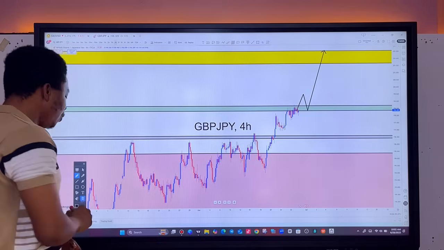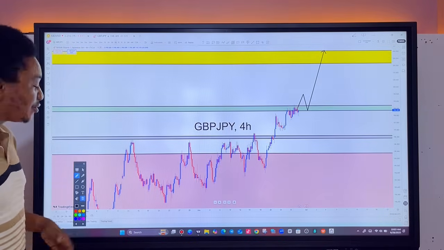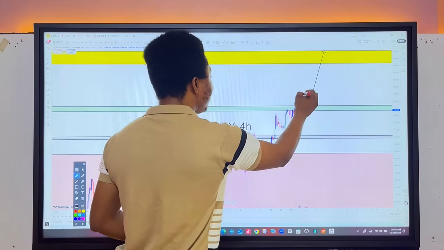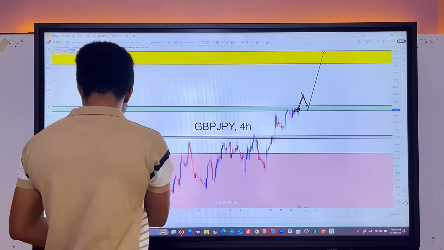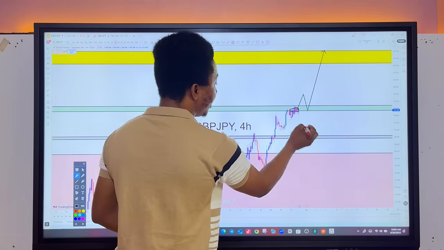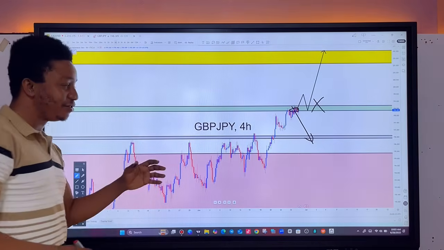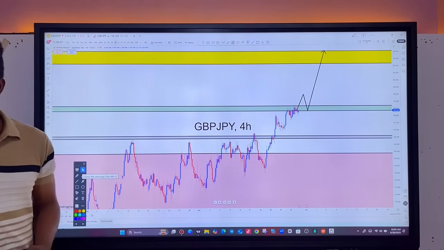Now, what can potentially make this particular setup of GBP/JPY invalid for entry? This setup becomes invalid if buyers fail to break above and retest. If sellers see more sell pressure at the daily resistance level and decide to drop all the way down, this buy setup becomes invalid for entry. So that's it for GBP/JPY. Let's go to the next pair on our list.